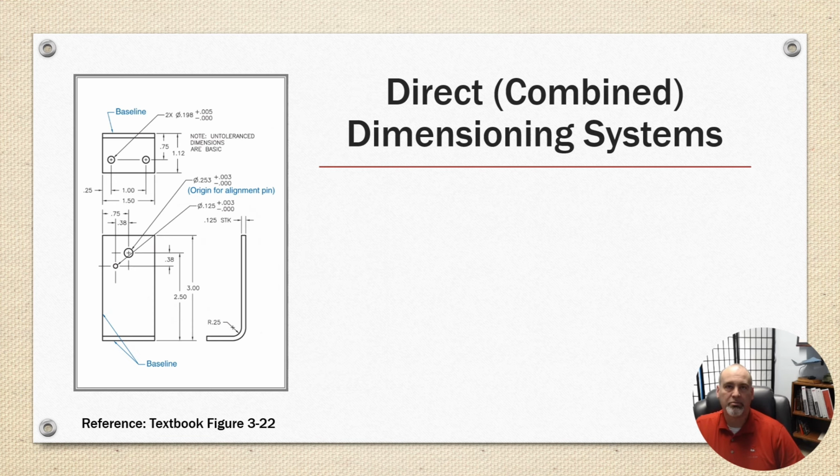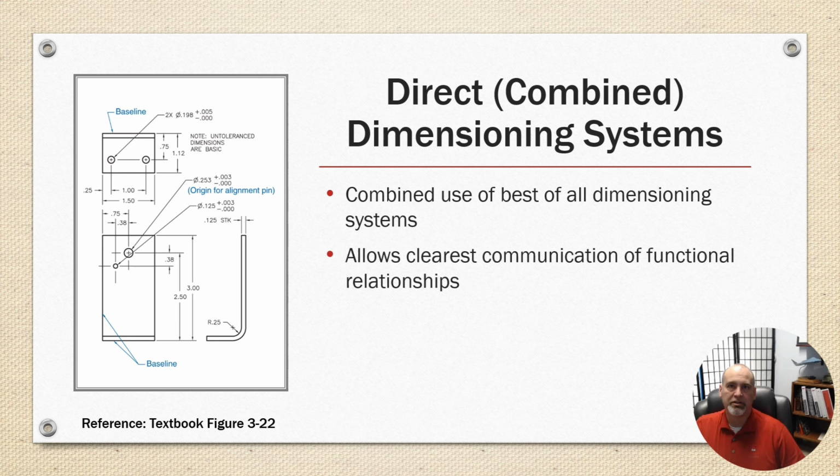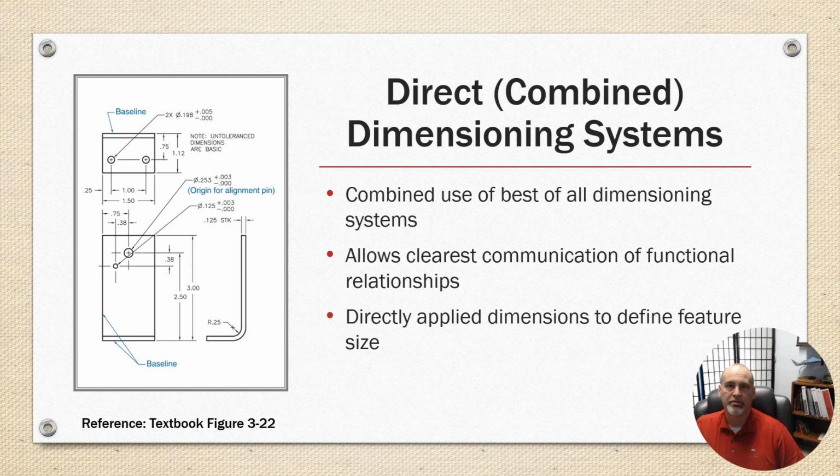There's the direct combined dimensioning system. The combined system uses the best of all dimensioning systems. It allows the clearest communication of functional relationships and has directly applied dimensions to define feature size. So as you see on the left here, we've got a combination of different dimensioning systems.